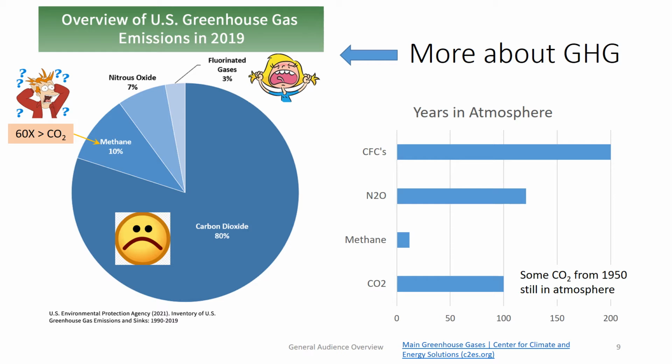Now, the other thing to remember, not only the gases, but how long do they stick around? So CO2 stays in the atmosphere for 100 years. Now, that does deteriorate over time, but just think about that. There's some CO2 from 1950, actually earlier, that's still in the atmosphere, that's still having an effect on warming the earth. Methane's about 12 years.